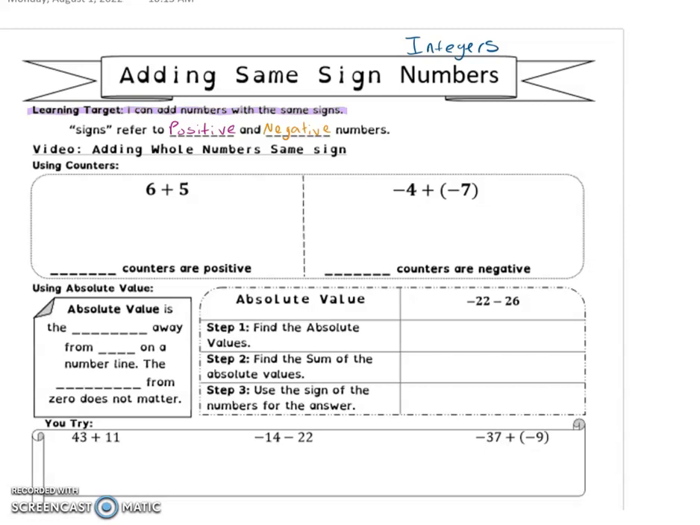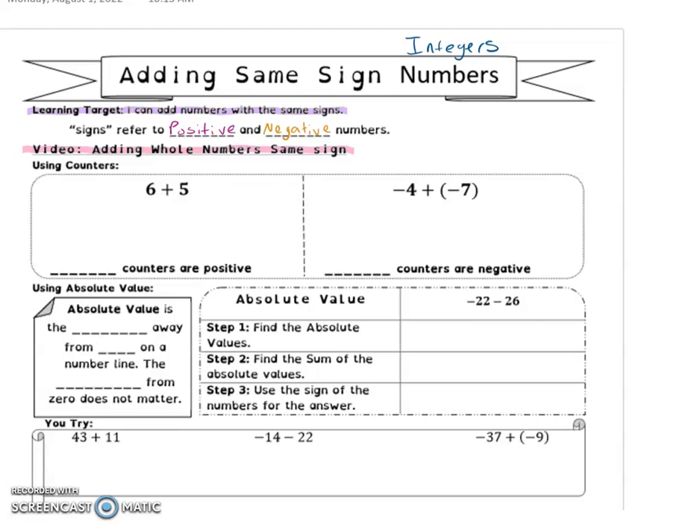So, the very first example I'm going to show you is using counters. On these notes, if you're unsure which video you need to watch, I will link all of the videos, of course, but it will tell you which videos right there. Boom. That's the video you need to watch for this, okay? So adding whole numbers, same sign, okay?